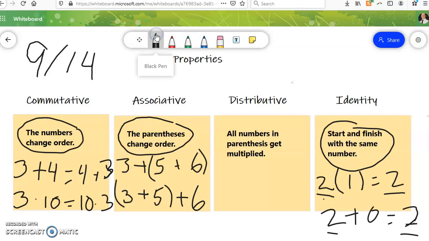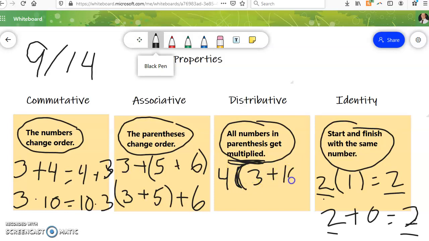The fourth one here, the hardest, is distributive, and it says that all numbers in parentheses get multiplied. And so what that means is it kind of looks like the associative property where parentheses are changing, but there's multiplication going on. And that multiplied things in parentheses is different than the other properties here. So here's an example. 4 times the quantity, so that's a parentheses there. So in parentheses now, 3 plus 10.